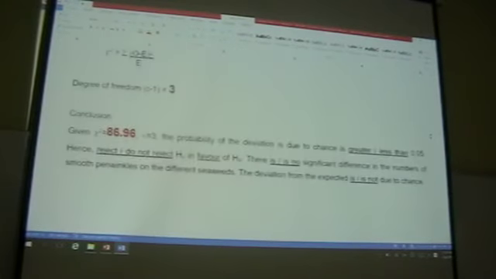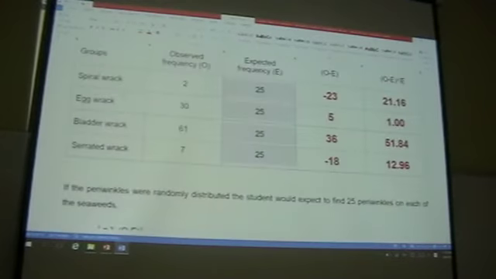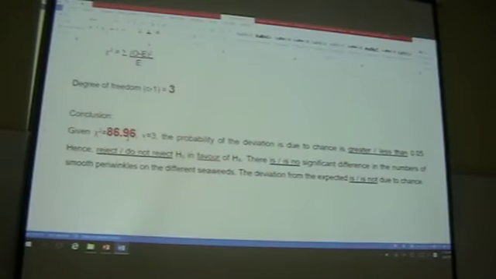Degree of freedom is 3. Why 3? Go back. How many phenotypic classes? 4. 4 minus 1 equals 3. Chi-square value is 86.96. Mark your answer, 86.96.